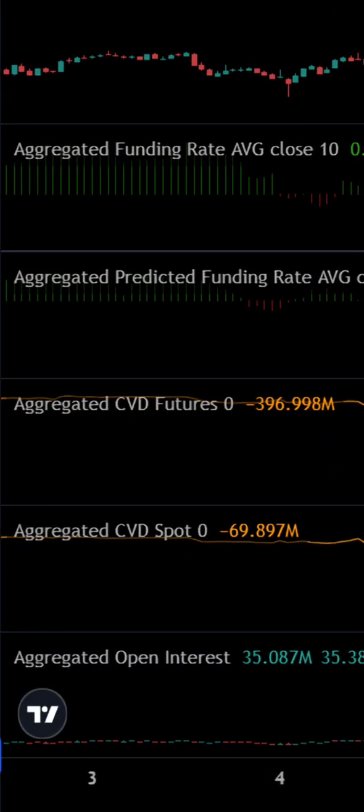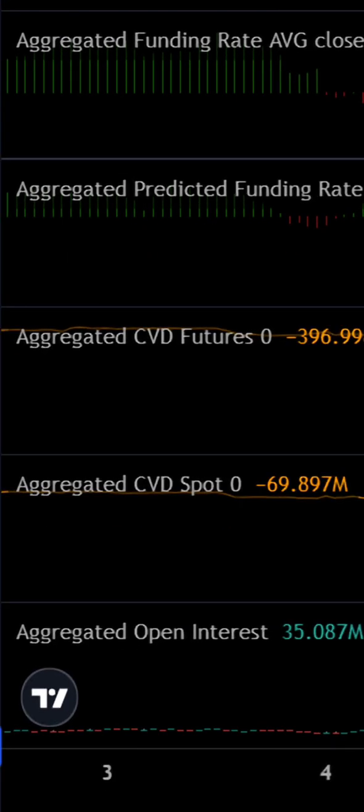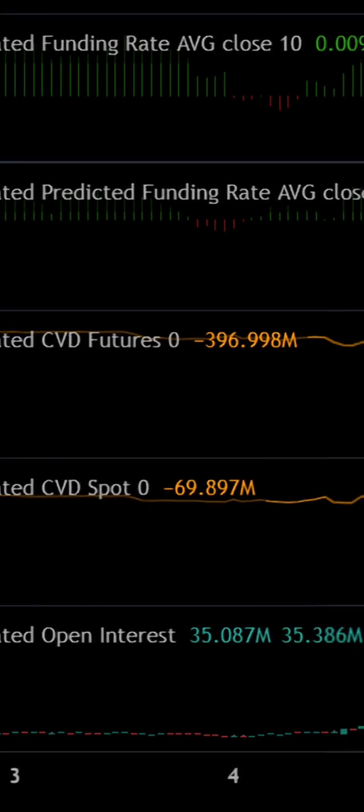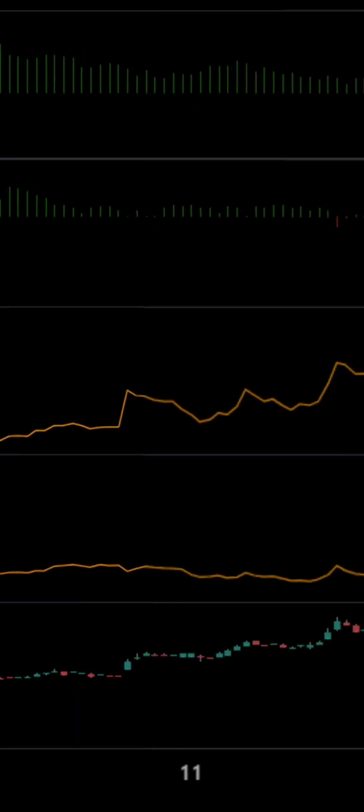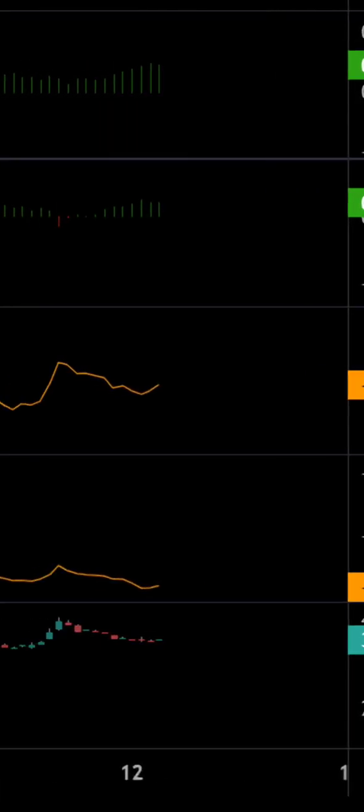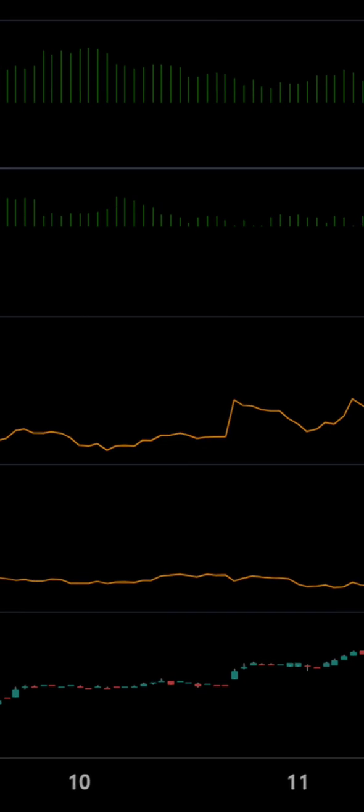The last one that we look at here is aggregate open interest. This tells you how much leverage there is in the system. And we see, okay, it went from 20 million to 35 million, and you see this going up, up, up. Those are longs.